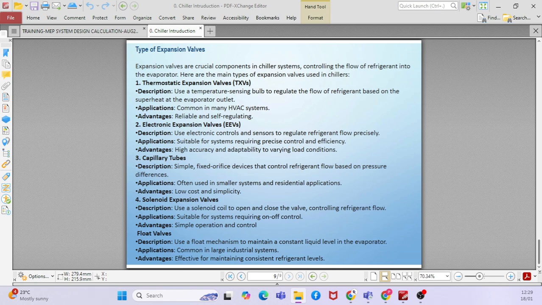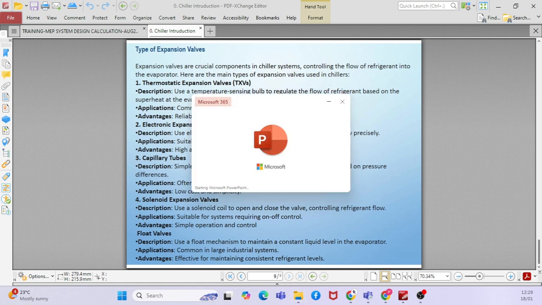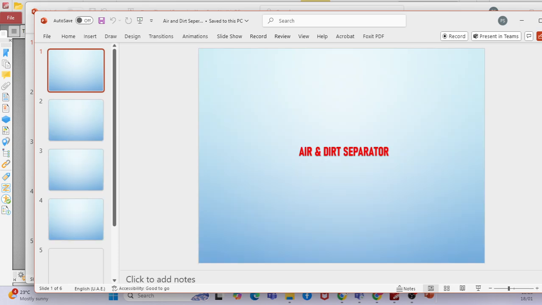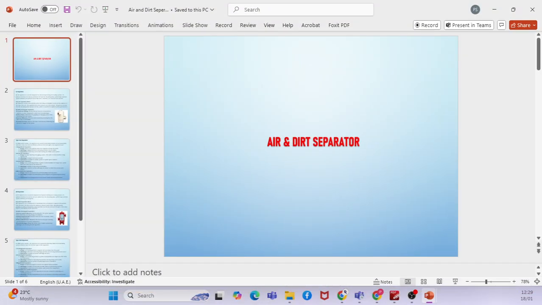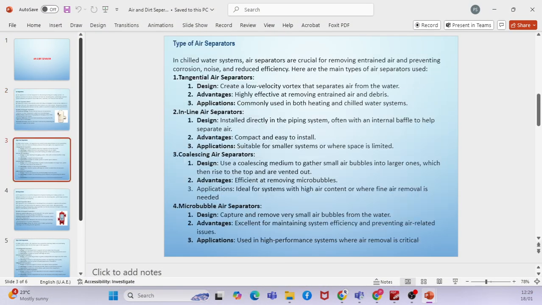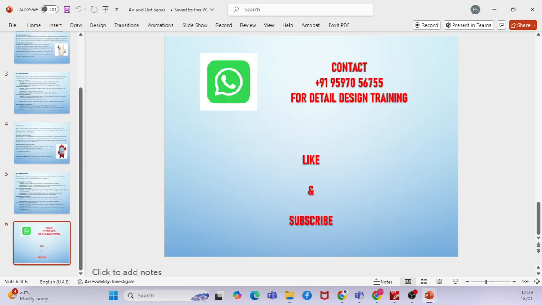It's not a short term period. You'll be studying continuously, one by one, like there are multiple students on the job studying one by one. So basically this is what we learn and this is what we teach. Say for example, if you go to the air and dirt separator in the chilled water line, you have different types of air separators, right? Clear, right? So this is what we train.